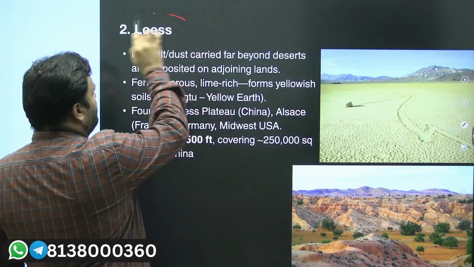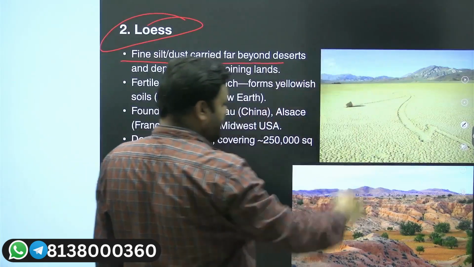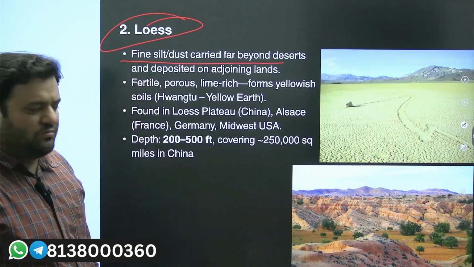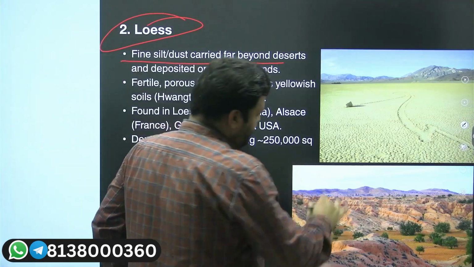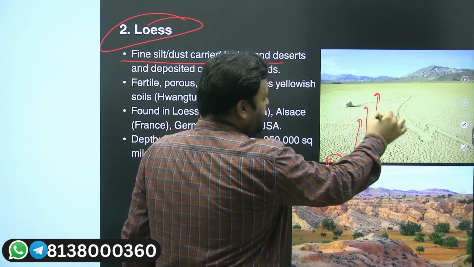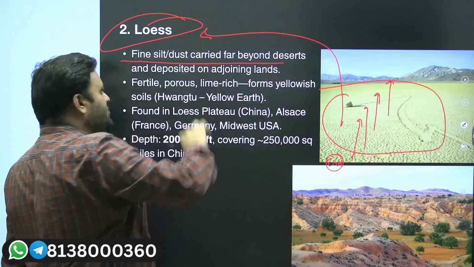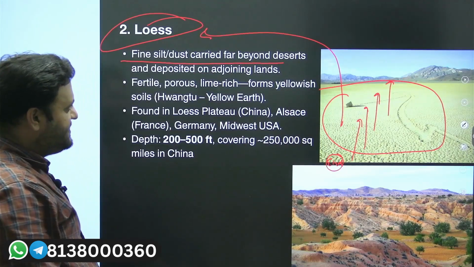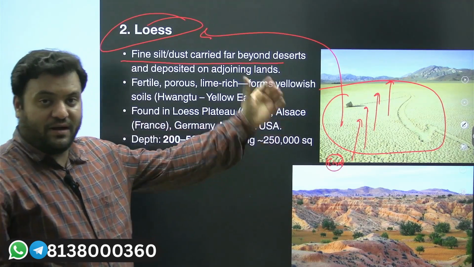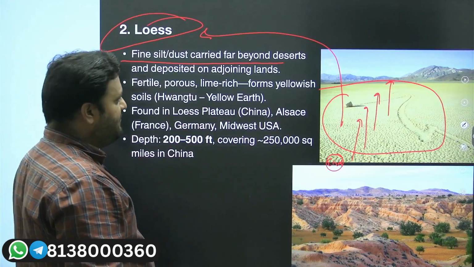Loess. So Loess means the fine silt carried away from the desert. Suppose this is the desert end, when the wind is there, the wind will cause some sort of deposition, and these depositions are called what? Loess. So when the fine dust carried beyond the desert by the winds is deposited, as a result, Loess landform will be formed.